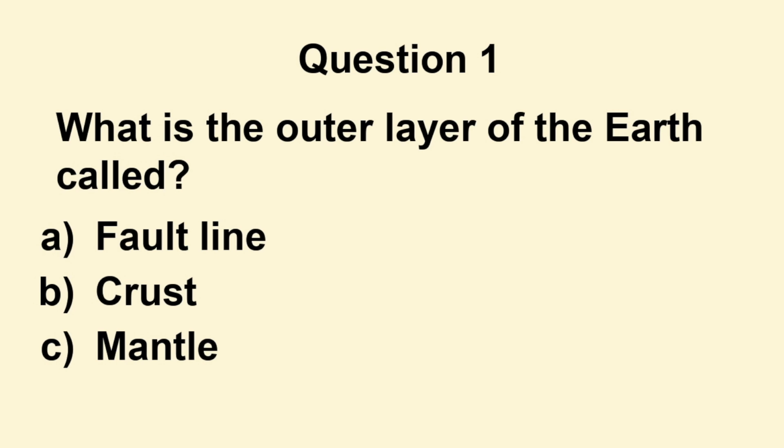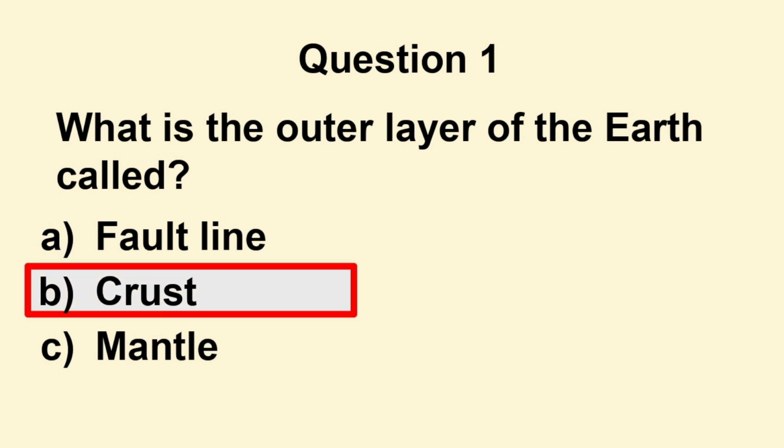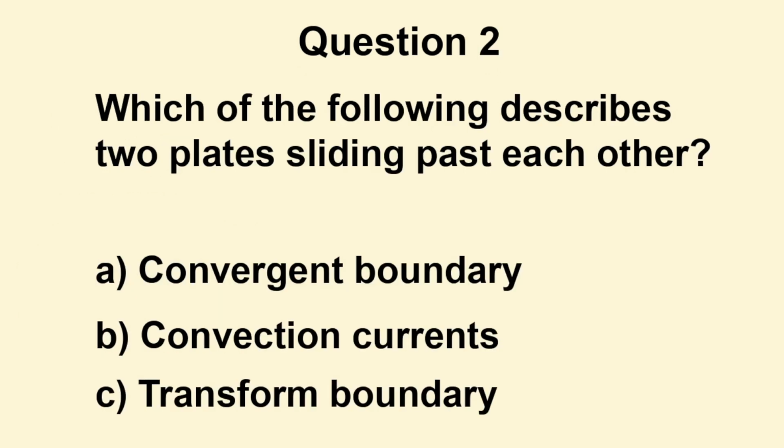Question 1. What is the outer layer of the Earth called? A. Fault line. B. Crust. C. Mantle. Question 2. Which of the following describes two plates sliding past each other? A. Convergent boundary. B. Convection currents. C. Transform boundary.